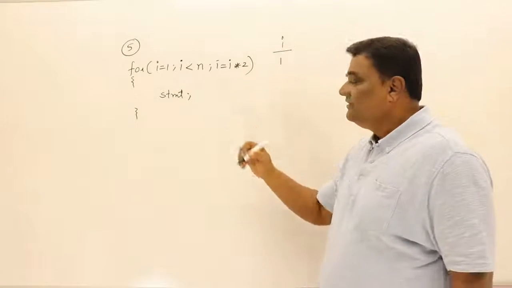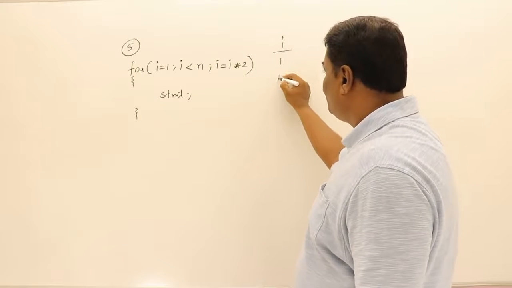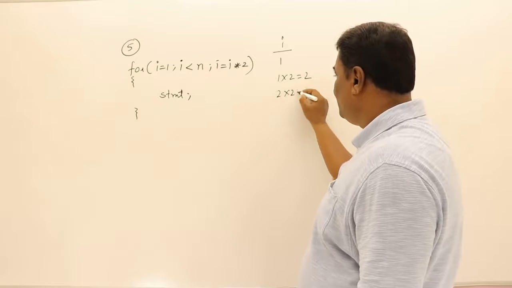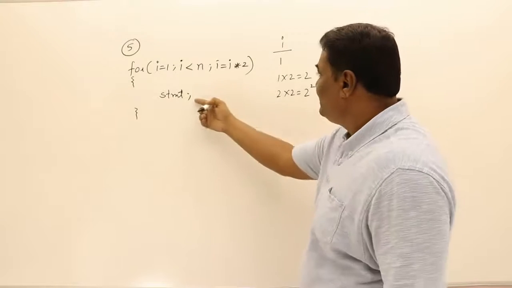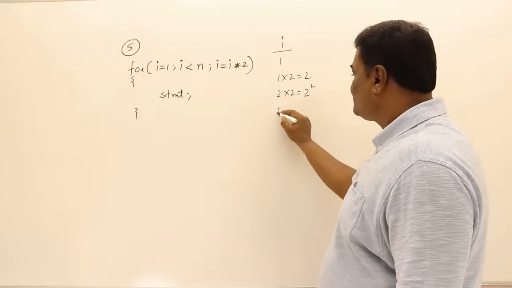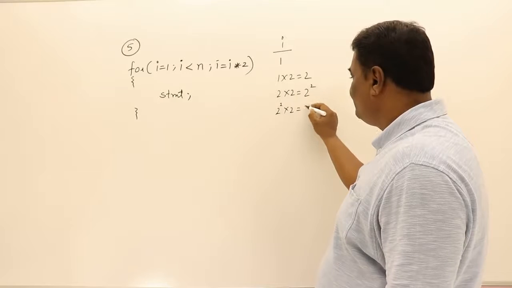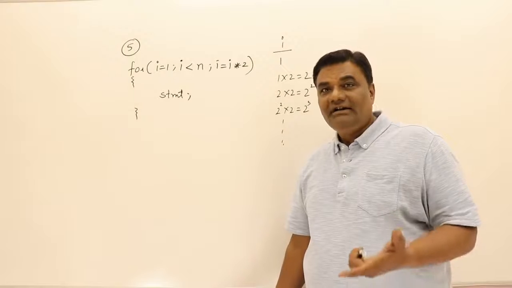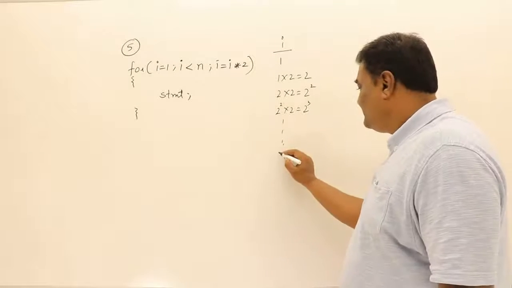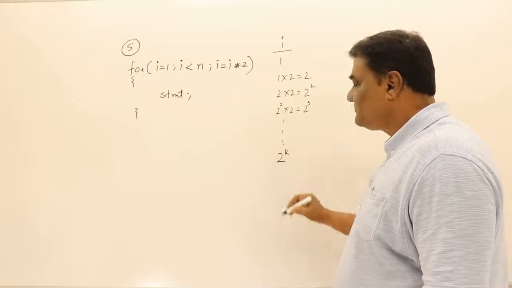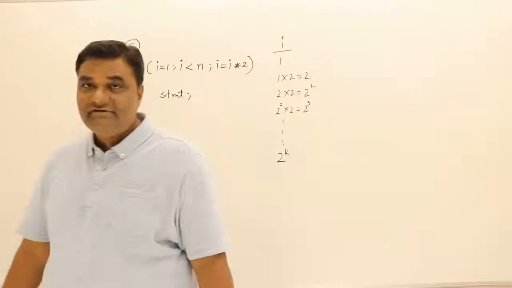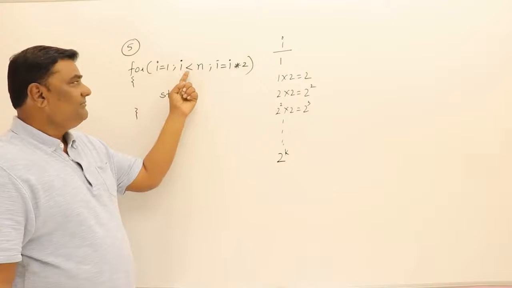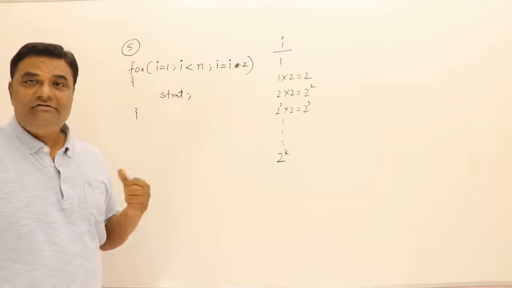Initially it is 1. The next time it is going to be 1 into 2, that is 2. The next time it will be 2 into 2 again, so it will be 2 square. See, every time it's getting multiplied by 2. Then it's 2 square into 2 again, so this will be 2 power 3. It goes on. How many times? That we don't know. So let us say this will execute for 2 power k times. Now, we know that this will terminate when I becomes greater than or equal to n.